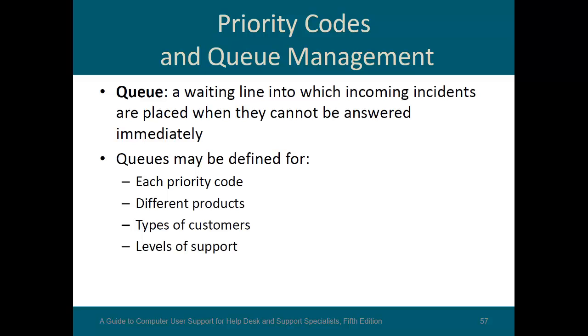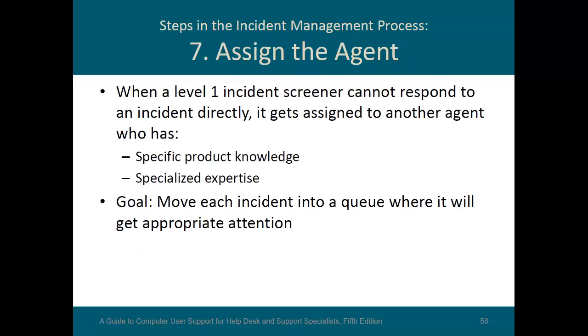Queue: a waiting line into which incoming incidents are placed when they cannot be answered immediately. A queue may be defined for each priority code, different products, types of customers, and levels of support. So basically it's just a waiting line on the phone.